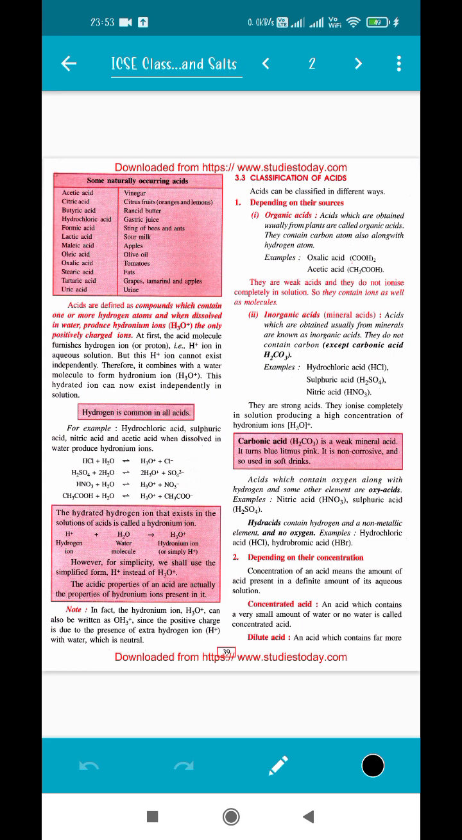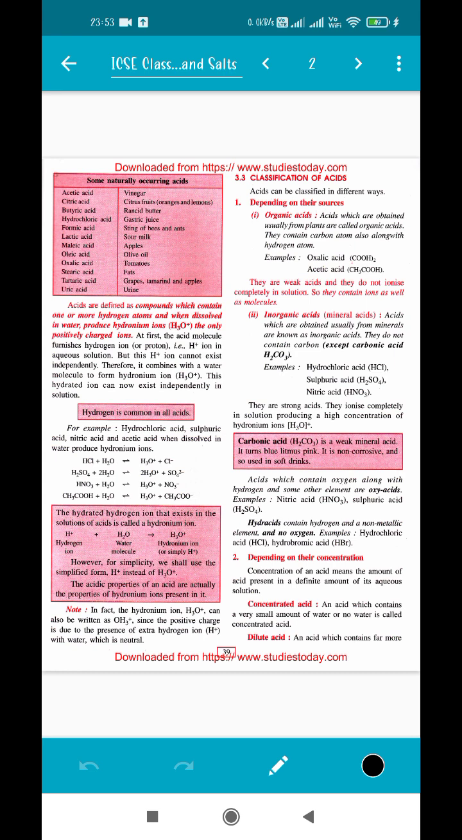Formic acid is present in the sting of bees and ants. Whenever bees or ants bite us, or you can say sting us, it is very painful. So what causes the pain? The pain is caused due to formic acid. Next is lactic acid, which is present in sour milk. It can be sour milk, it can be curd. Sometimes we see that the milk which we bring from a shop gets spoiled. So that spoiled milk contains lactic acid in it.